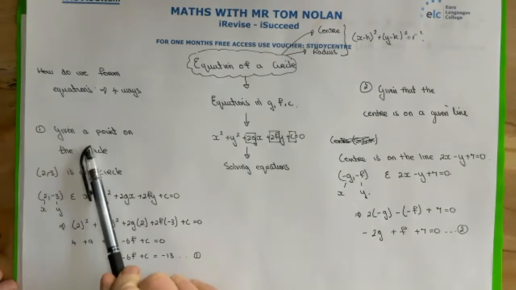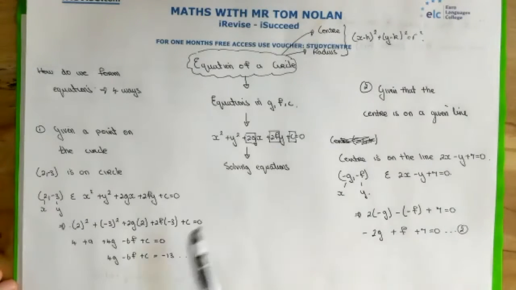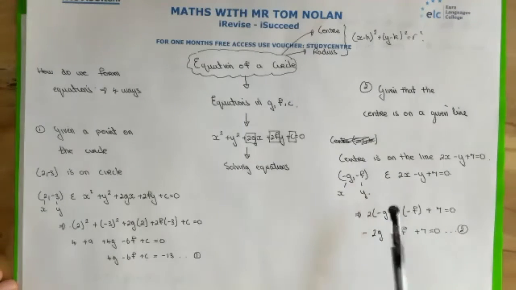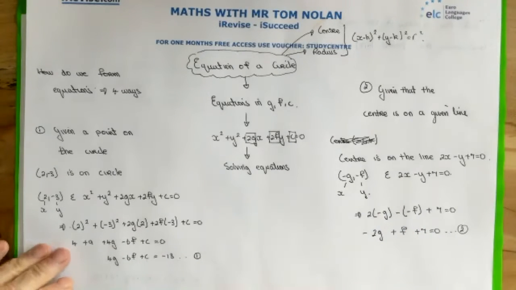One way is you're given a point on the circle. Another way is you're given the center is on a given line. Two forms of equations. Sometimes that's enough to do your Leaving Cert question. So here now is an example of a question that could come up.